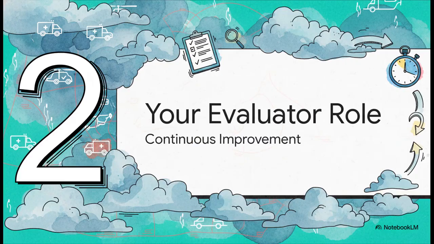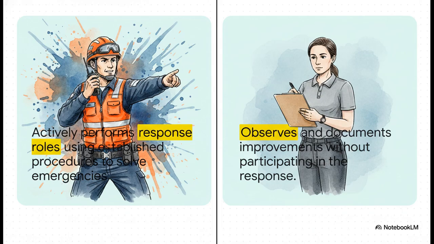All right, moving on to Section 2, your role as evaluator, also known as the continuous improvement moderator. So the most crucial point here is understanding this hard line between a player and yourself. The players, they're the ones reacting to the crisis. They use established procedures and actively try to solve the problems thrown at them. But you are a silent observer and an active documenter. You do not participate in the response.